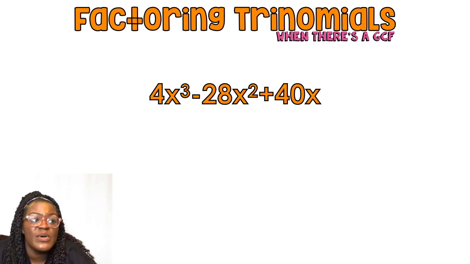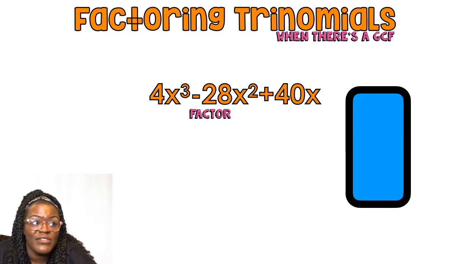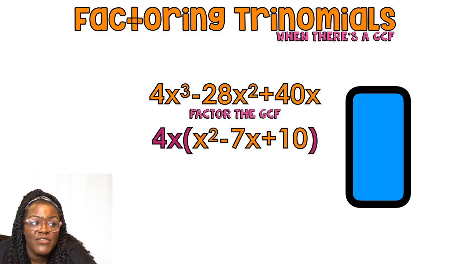Okay? So in this case, I'm looking at 4x cubed minus 28x squared plus 40x. What do the numbers have in common? 4, 28, and 40. A 4. Good. x cubed, x squared, x. What do they have in common? An x. Great. So we're going to factor out that GCF, 4x.